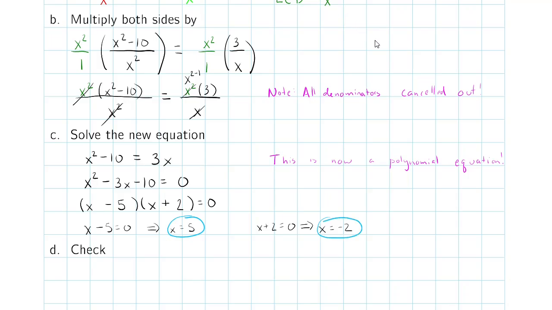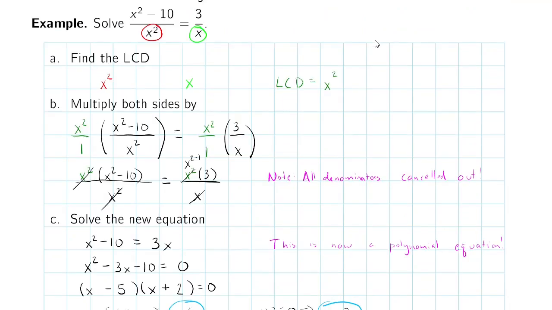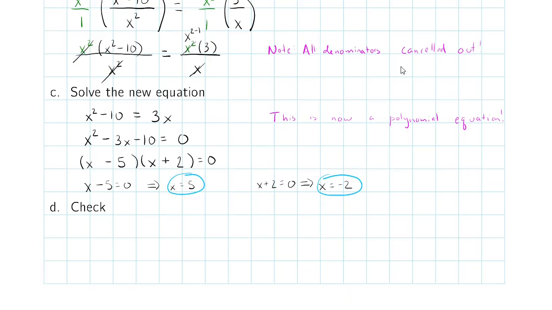My original equation was this: (x squared minus 10) over x squared equals 3 over x. So to see if that really worked, I'm going to take each of these values and plug it into my original equation. I just grabbed a copy of the original equation and brought it down here so we can see it. And I'm going to try each of these numbers that I think is a solution. So I'm going to try x equals 5 in the original equation.